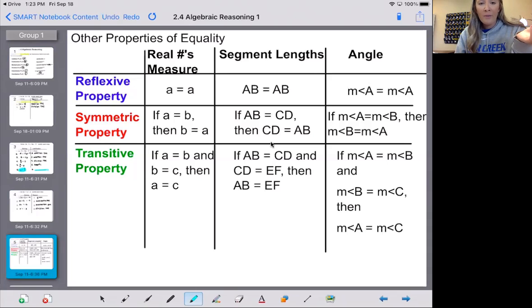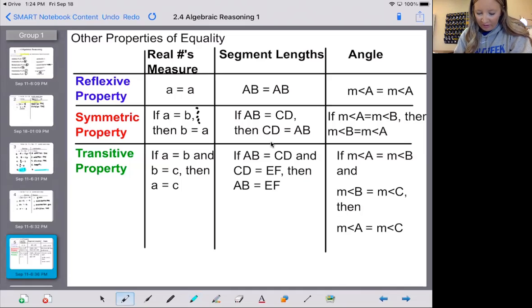So that would work for a number, like 90 degrees equals 90 degrees. For segment lengths, you could say segment AB is equal to segment AB, and for angles, of course, angle A is equal to angle A. Symmetric is when you're going to flip something around. So if A equals B, that also means that B equals A. So that's a symmetric property. You can think about it as having a line of symmetry between here. So if you were to flip A equals B around the line of symmetry, you would get B equals A. Same thing for segment lengths and for angles. If the measure of angle A equals measure of angle B, then of course the measure of angle B also equals measure of angle A.